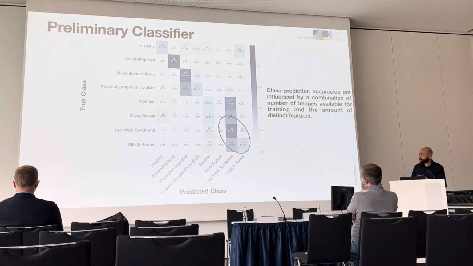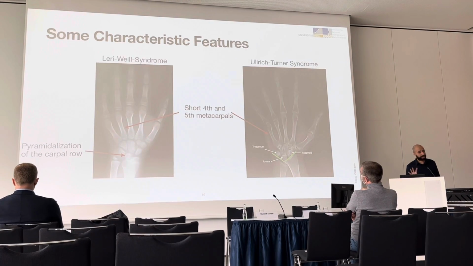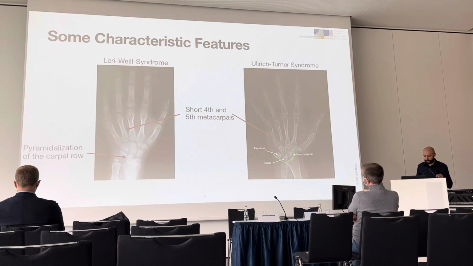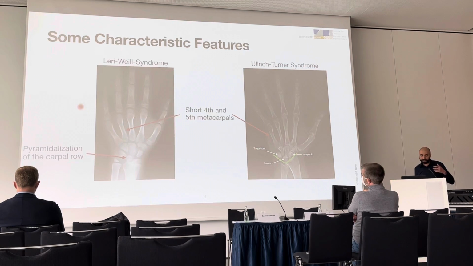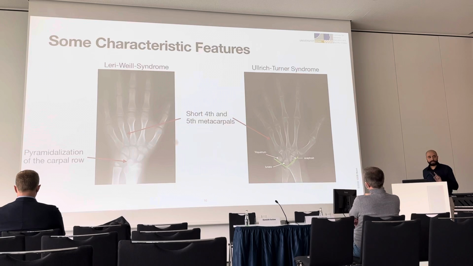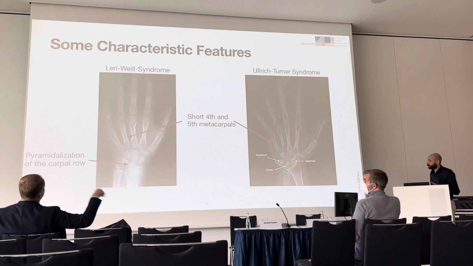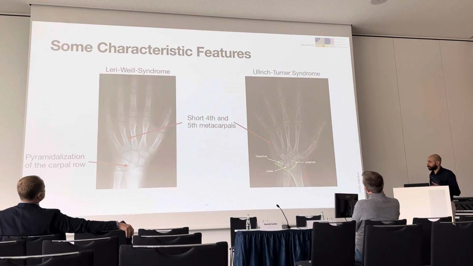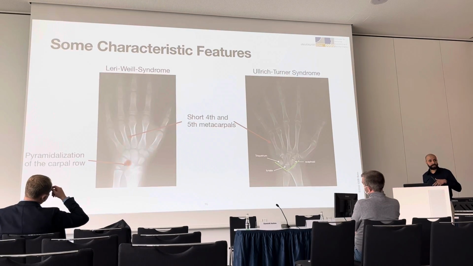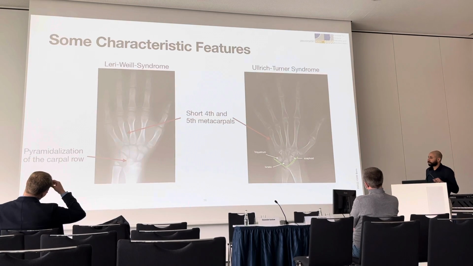Another cluster that we see very well is Larry-Weil and Ulrich-Turner. Each of them has different characteristics, and here I show the ones that are similar between the two. In the case of Larry-Weil, there's a pyramidization of the carpal row. In Ulrich-Turner it's slightly different, not exactly the same, but a similar thing. And the angle that the triquetrum, lunate and scaphoid make together, here the angle made by this green line, is statistically lower in Ulrich-Turner patients than normal. This is similar to the pyramidization.